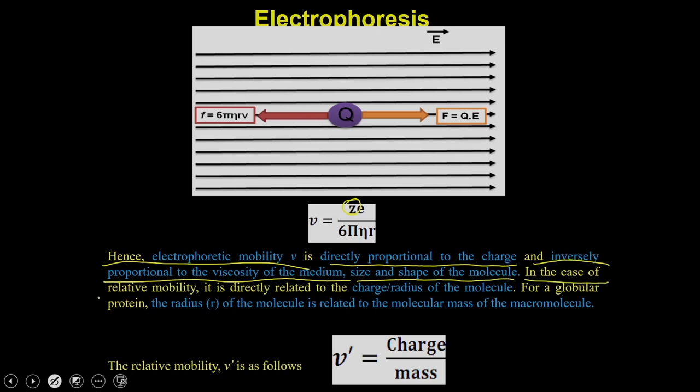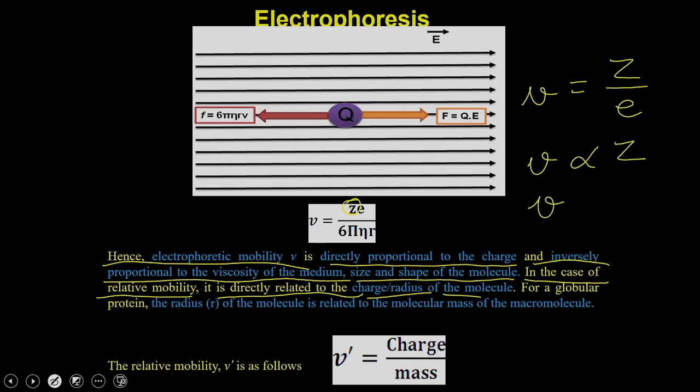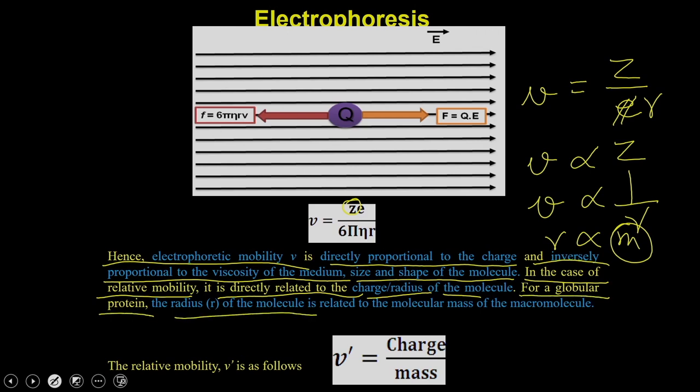In the case of the relative mobility, it is directly related to the charge by radius of the molecule. That is what we have said, right? V is equivalent to Z by E, which means V is directly proportional to Z and inversely proportional to 1 by R. And R is directly proportional to the mass of the molecule. So, for a globular protein, the radius of the molecule is directly related to the molecular mass of the macromolecule, which means the relative mobility V is directly proportional to the charge and inversely proportional to the mass.